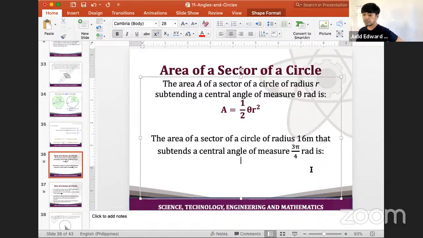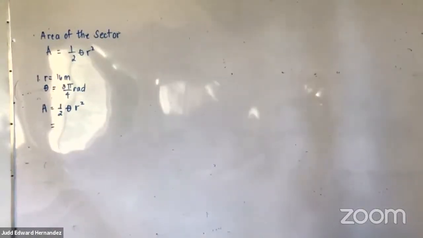And then we're asked to get the area of the sector. But we all know that area is equal to 1/2 theta r squared. Okay. So stop sharing ko muna para mas makita.